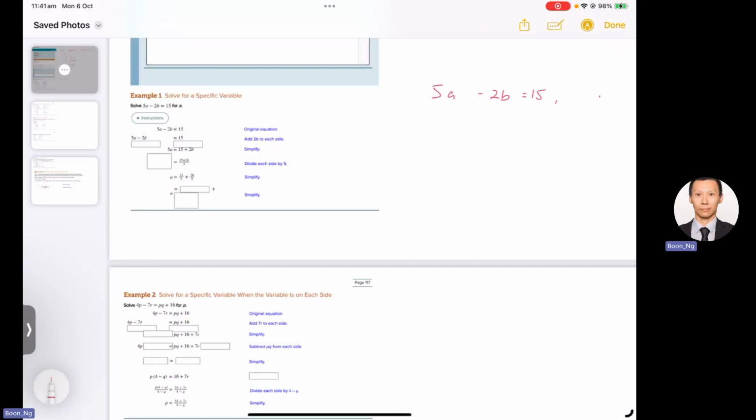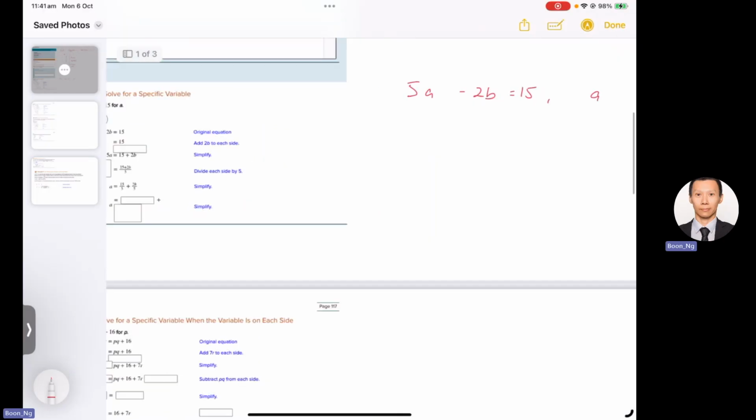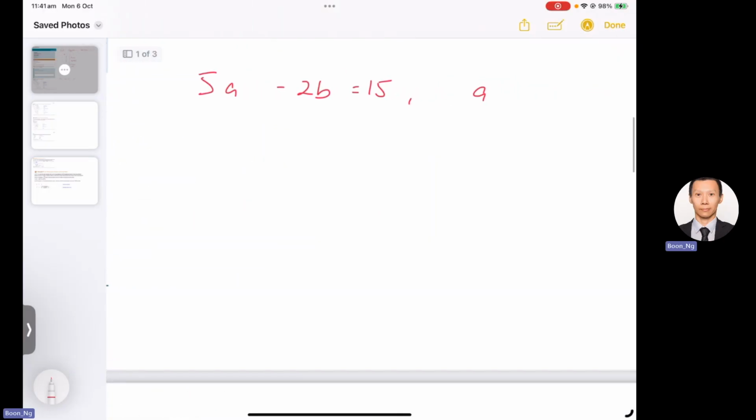Just copy over 5a minus 2b equal 15. What we need to do is solve for a. When the question is saying solve for a, what you need to do is put a on the left hand side and everything else on the right.